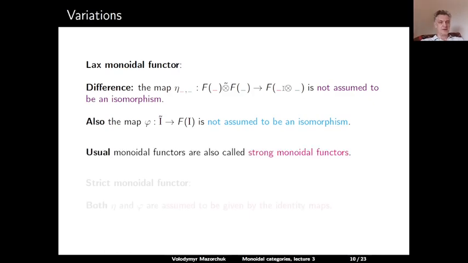Usual monoidal functors are then a special case of lax monoidal functors, and they are usually called strong monoidal functors in this terminology. And then we also have strict monoidal functors, and these are the monoidal functors where the structure maps eta and phi are assumed to be given by the identity maps.